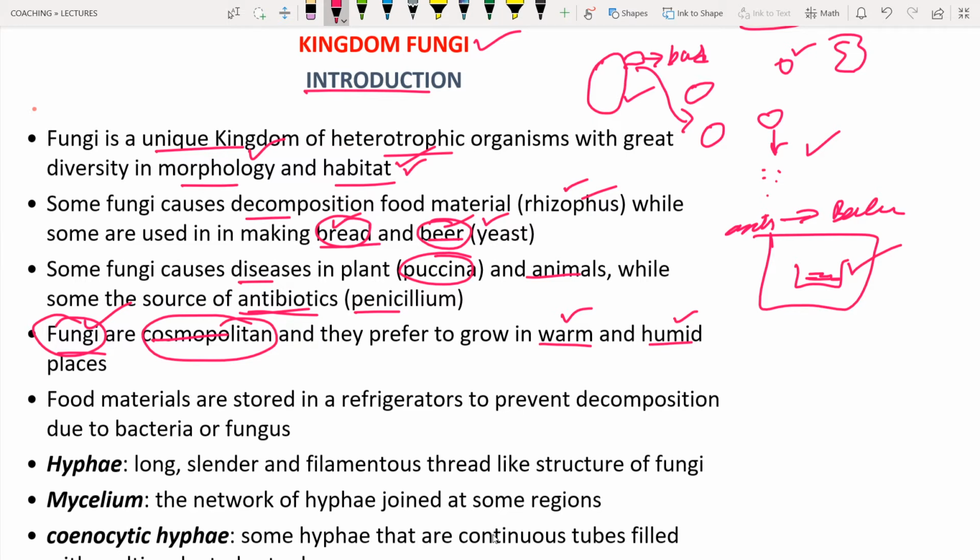So if you store the food material in the lower conditions, they cannot multiply and they cannot damage the food material, or decompose the food material. Okay, not only bacteria but also the fungi.